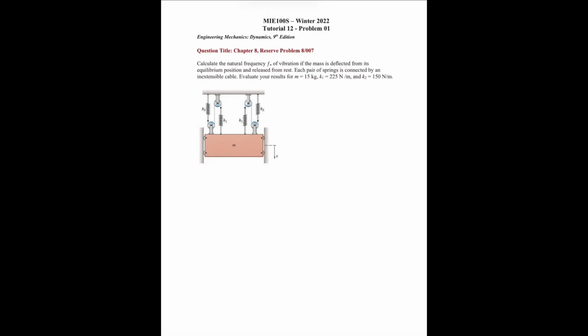Okay, so starting with our first question over here, we've got to calculate the natural frequency of vibration if the mass is deflected from its equilibrium position and released from rest. Each pair of spring is connected by an inextensible cable. Evaluate your results for when the mass is 15 kilograms. The spring constants are 225 newtons per meter and 150 newtons per meter.